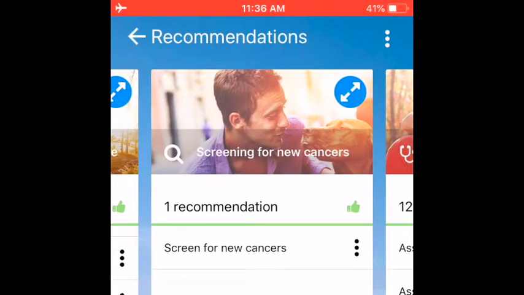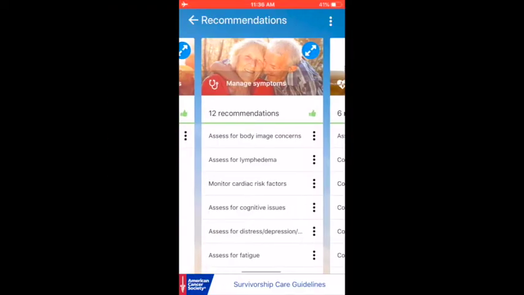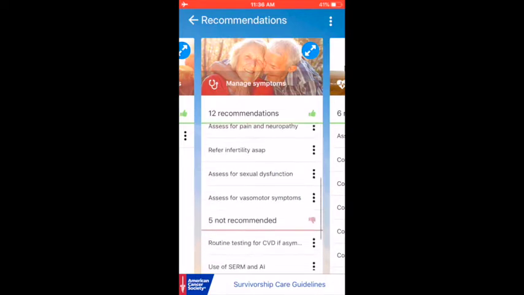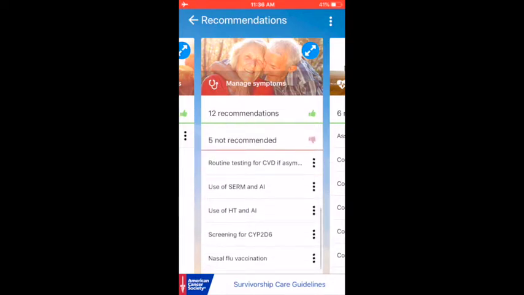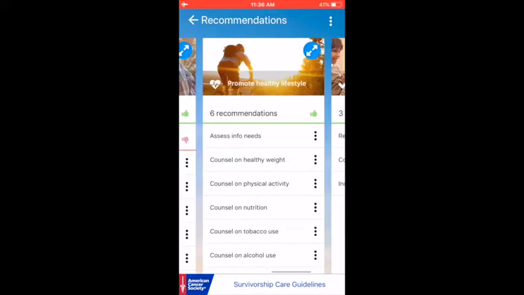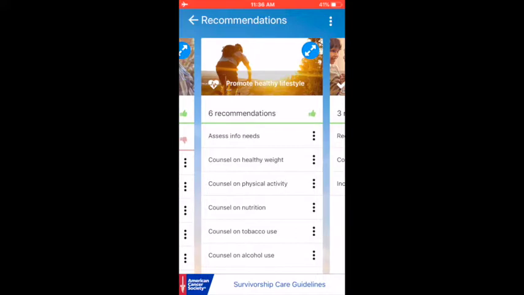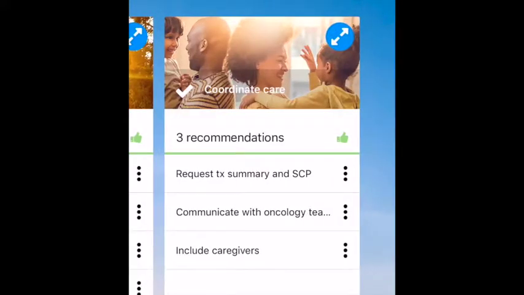Next, there's 1 recommendation for screening for new cancers. There are 12 recommendations to manage symptoms, and 5 things that are not recommended, including the nasal flu vaccination, 6 recommendations to promote a healthy lifestyle, and 3 recommendations for coordination of care.